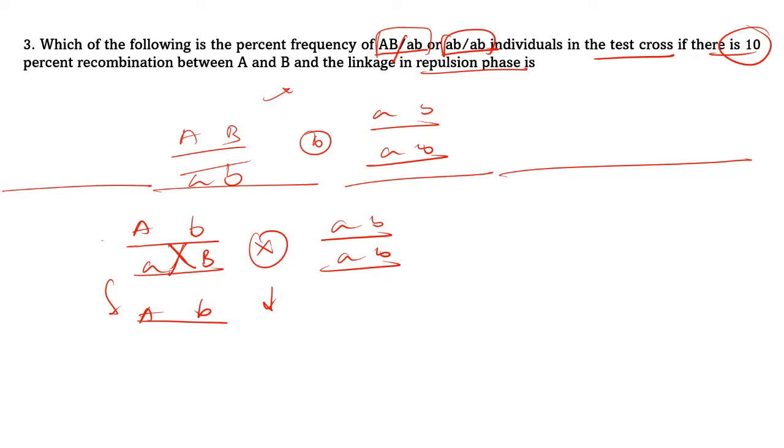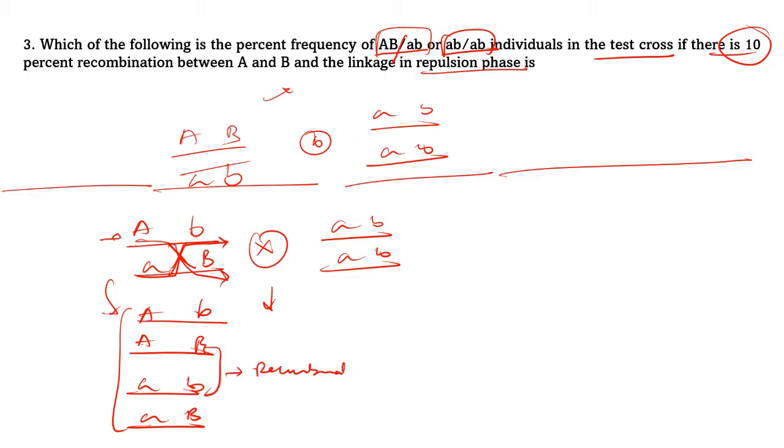The first one will be of parental type, and secondly it will be capital A small a due to the crossing over event, and next it will be small a and small b because of crossing over, and lastly it is of parental type. Out of the 4 gametes obtained here, these two will be called recombinants, as they are different from the parental type. The last two will be the parental ones.